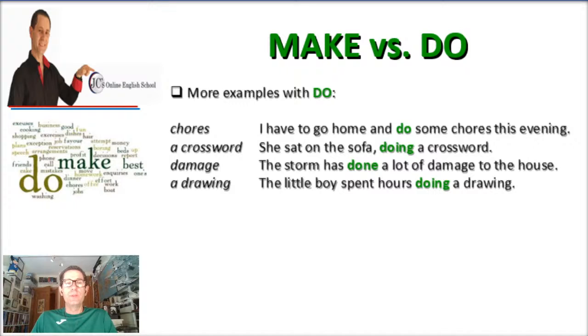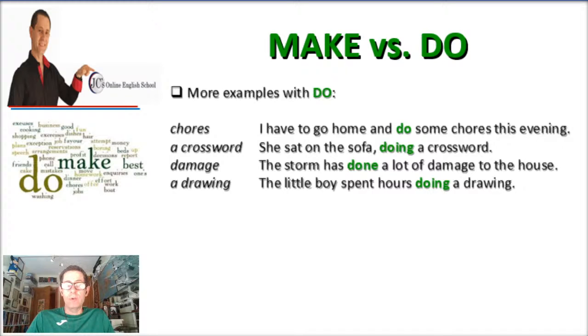For example, with do, you could say, when you're talking about chores, in other words, responsibilities, things that you have to do at home, I have to go home and do some chores this evening. In other words, maybe you have to clean or you have to iron, who knows. So chores are things that you do at home. I have to clean, to iron, to wash the dishes, whatever.